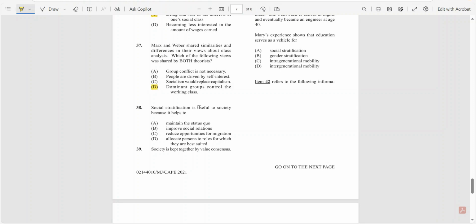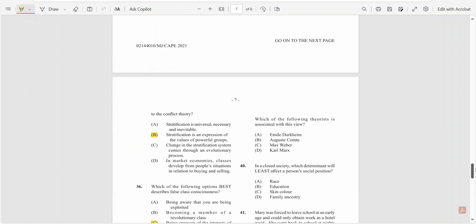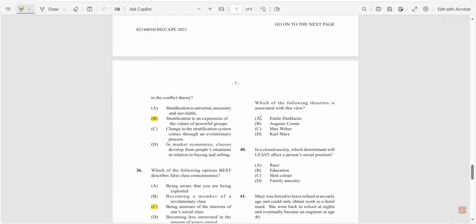Social stratification is useful to society because it helps to, and that is allocate persons to roles for which they are best suited. Society is kept together by value consensus. Which of the following theories is associated with this view? And that is Emile Durkheim.